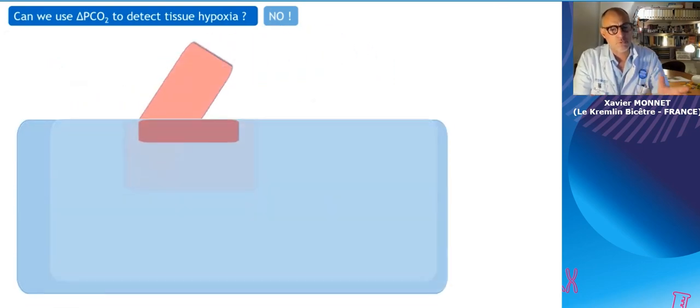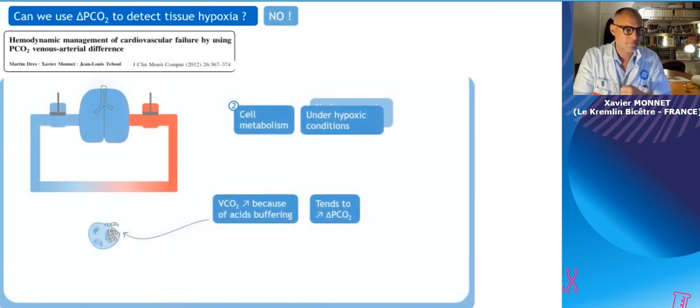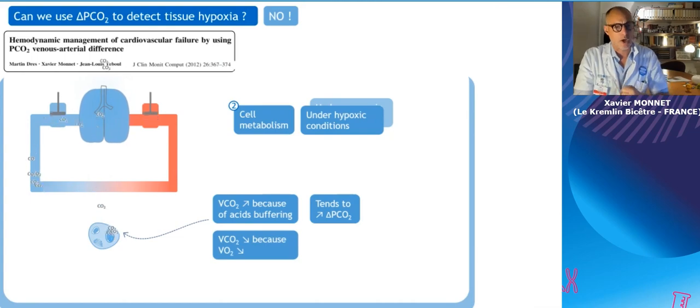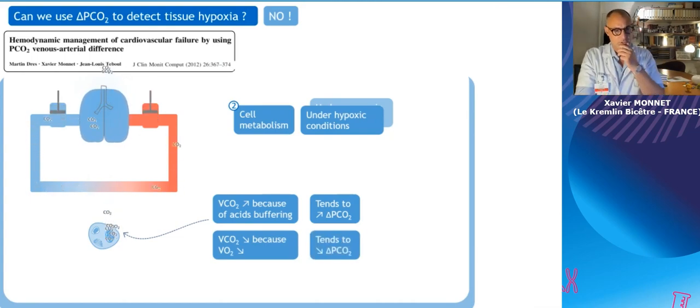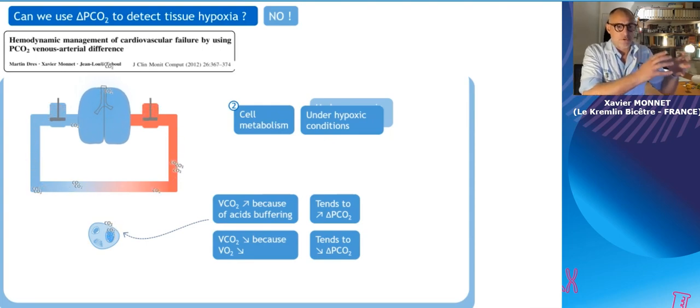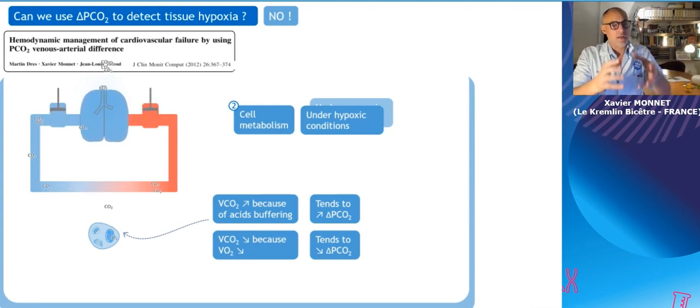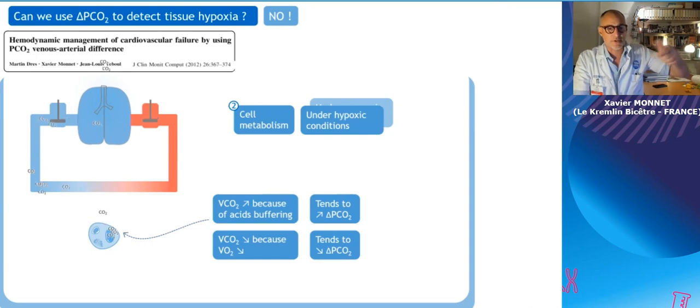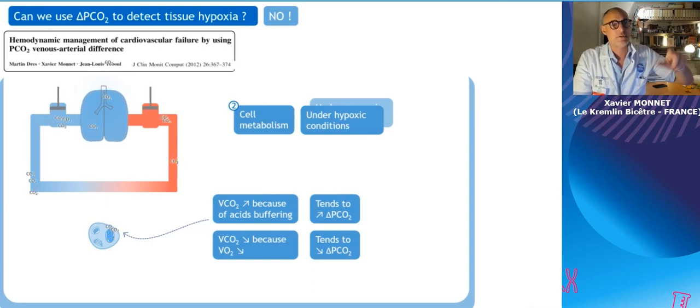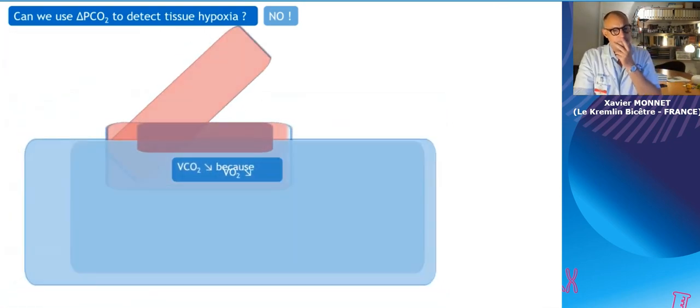The most obvious reason is this one. Yes, CO2 is produced because of acids buffering, as we've seen, but also, as there is no more oxygen consumption under hypoxic conditions, less O2 is consumed, which means that less CO2 is produced, and you see that both mechanisms tend to oppose each other.